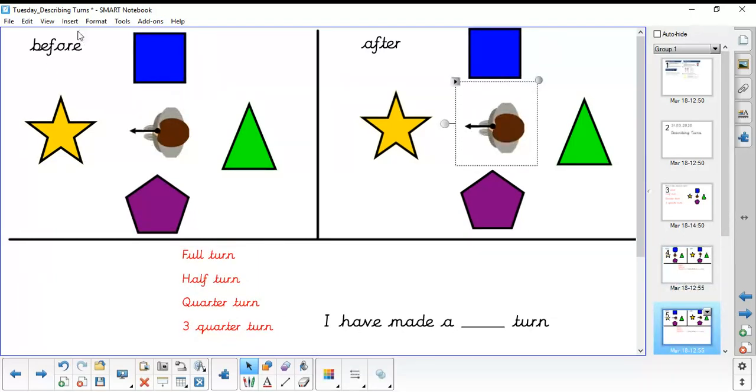Let's look at this one. Before the man moved, he was looking at the yellow star. After, he's still looking at the yellow star. What word would you use to complete the sentence? I have made a full turn.